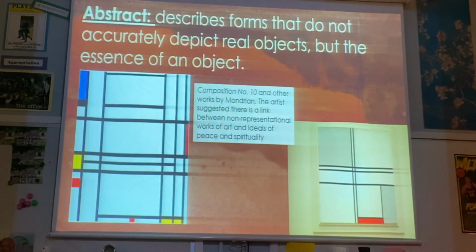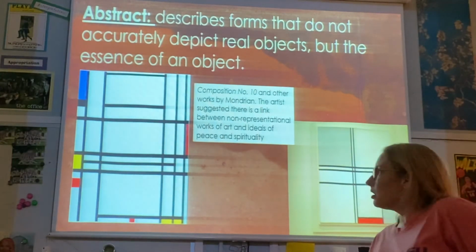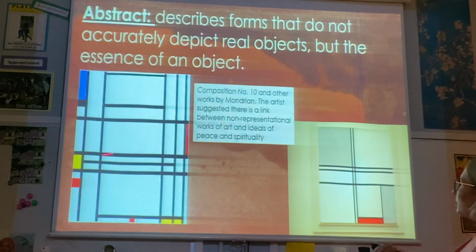And then abstract, we just talked about that. Abstract describes forms that do not accurately depict real objects, but the essence of that object or how you feel about it. So here's Mondrian, does a lot of perpendicular lines, okay? So his works represent a lot of peace and spirituality, a lot of balance going on here.